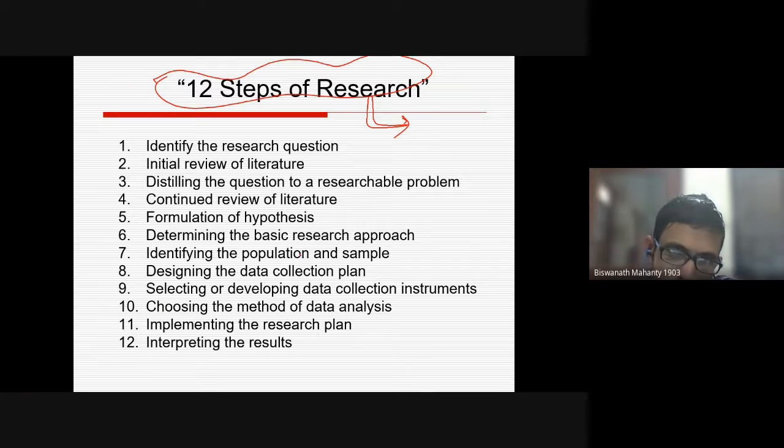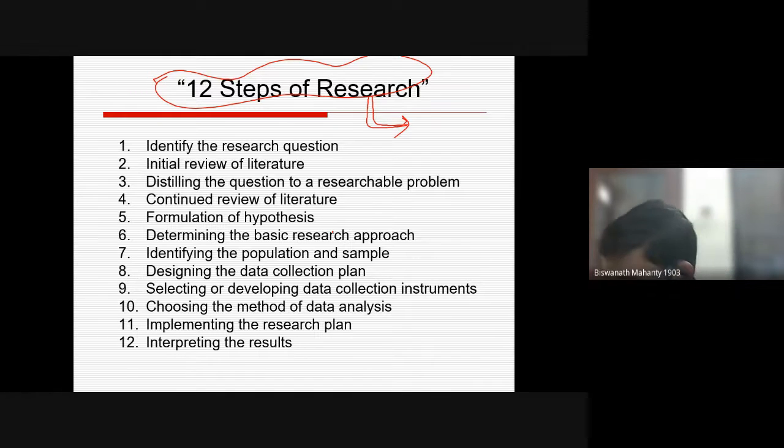If you ask me, sir, you have been doing research for the last 15 years, 20 years, do you remember all the 12 steps? My simple answer is no, I don't remember. I don't even know all the 12 steps. When I see the slide, I will possibly recognize them: yes, yes, yes.